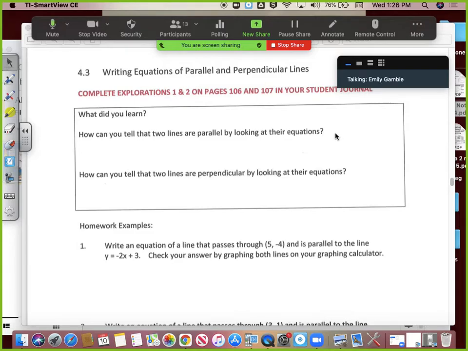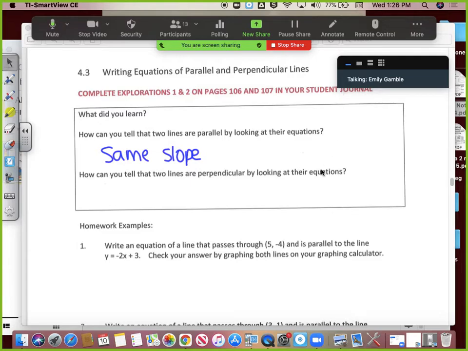All right, so how can we tell two lines are parallel by just looking at their equations? Perfect. The answer is they have the same slope, and we know that they are going to be parallel then. So you don't need to graph them. You can actually just tell from their equations: if they have the same slope, then they are going to be parallel.